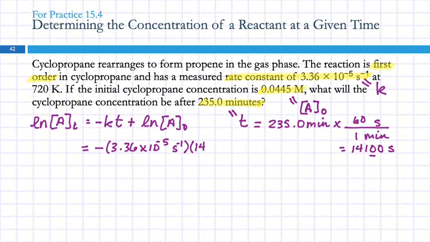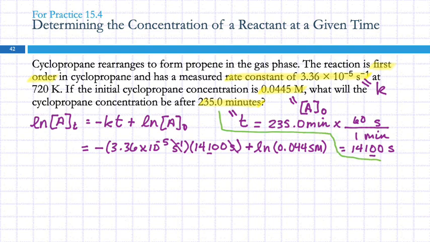We're going to put that in here. 141.00 seconds, and the seconds are going to cancel out. And then we're going to add the natural log of the concentration at time 0, 0.0445 molar. And I kind of ran into myself. Let's separate that out a little bit. So now we can calculate this. We can find out, let's finish this off here.